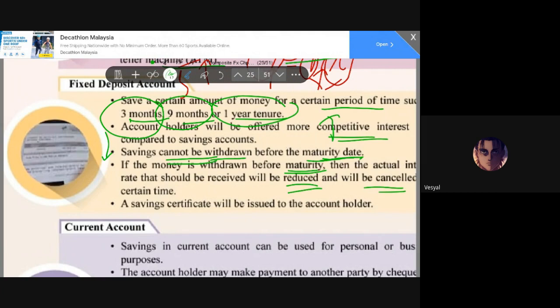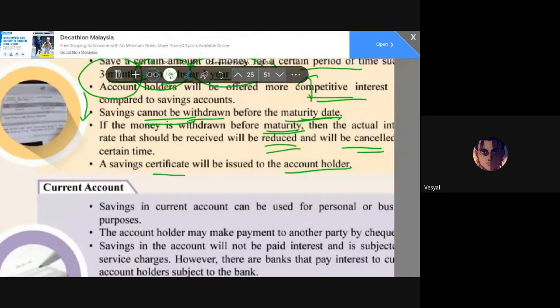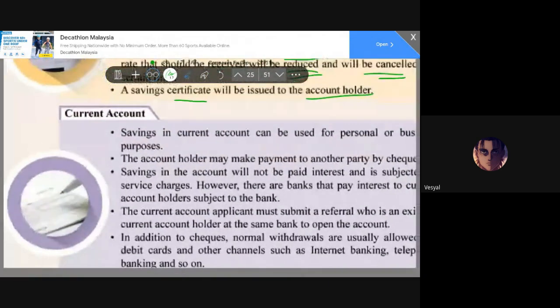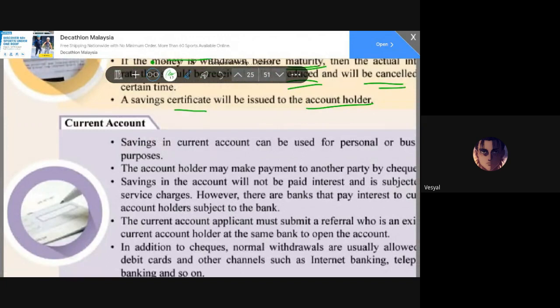A savings certificate will be issued to the account holder. So this one has a certificate to show you when you withdraw, and what the amount is and all that. So yeah, that's fixed deposit. So far okay with fixed deposit? Okay, good, not bad.